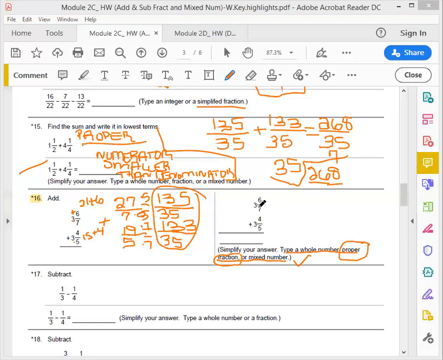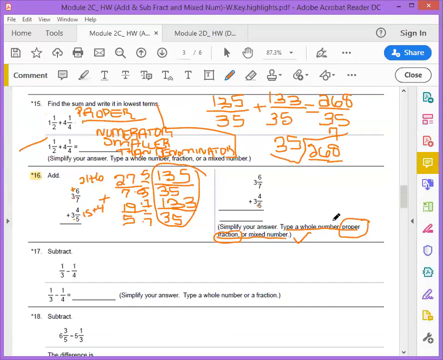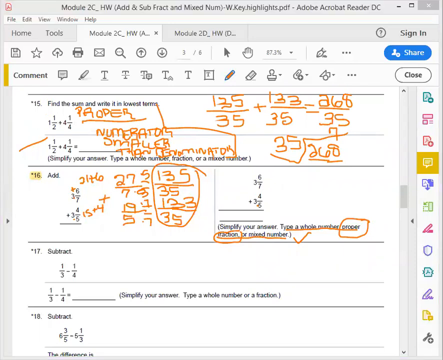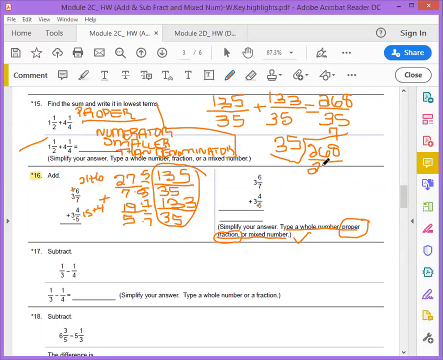All right, so we left off at writing our fraction. 35 times 7 is where we were. We need to subtract that 245 from 268. So subtracting here, 8 minus 5 gives us 3. 6 minus 4 gives us 2.